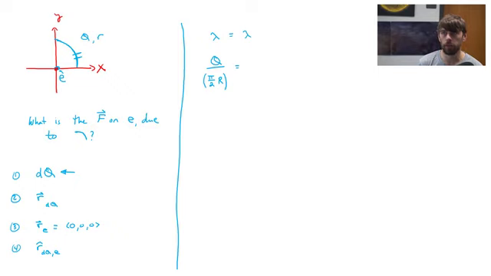Of course, on the other side, we could think of this as being the amount of charge in a tiny, tiny little arc length.